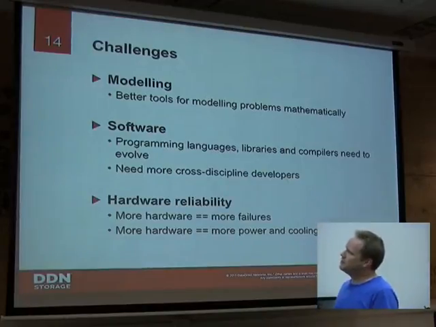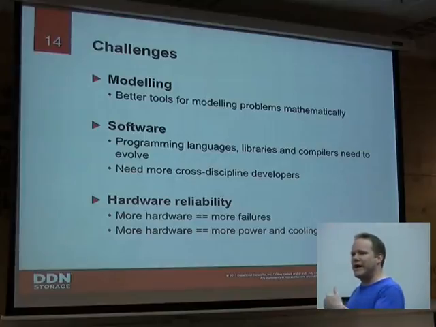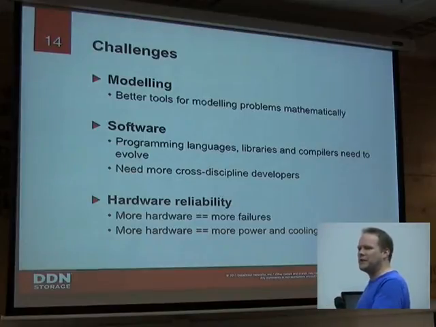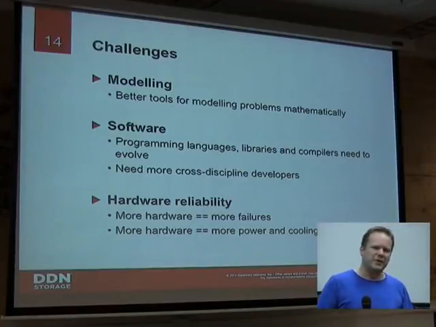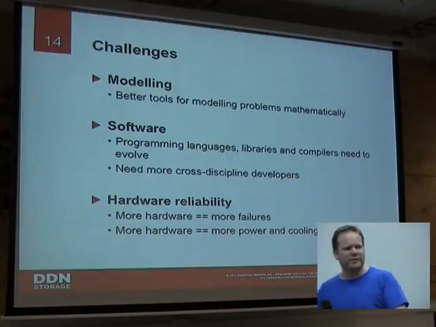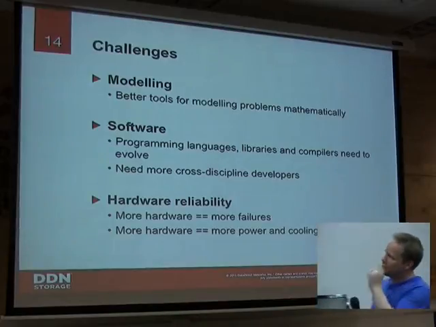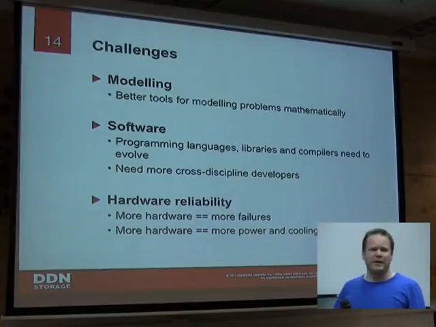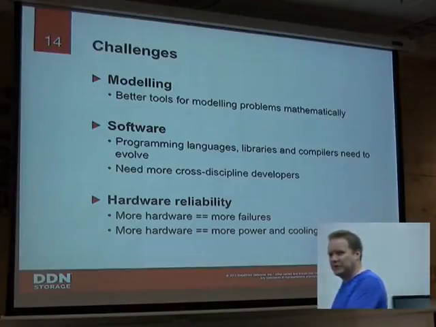Software: this one's almost continuously a problem. People tend to invent new languages and then add parallelism to them, and then nobody adopts them. So then they try to bring those features back into other languages, but then the people writing the code don't understand what they need to do. So on that last line there, we need more cross-discipline developers. We really need people who understand biological science and programming, physics and programming.